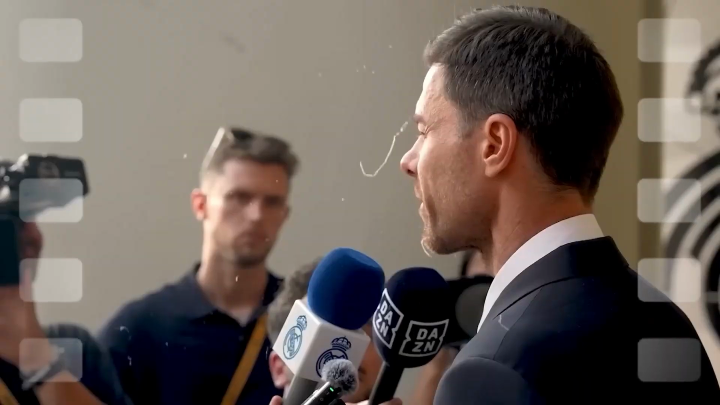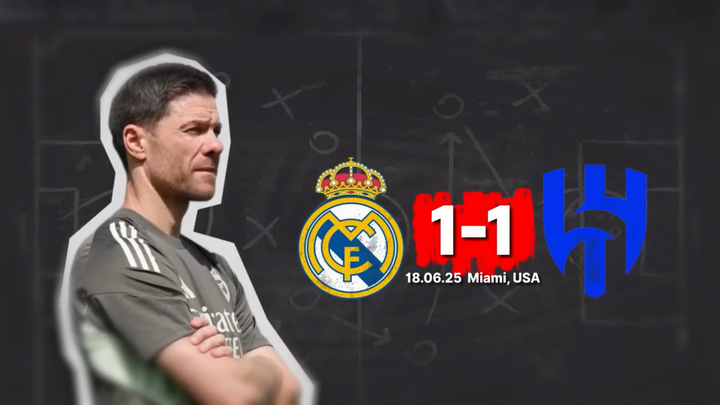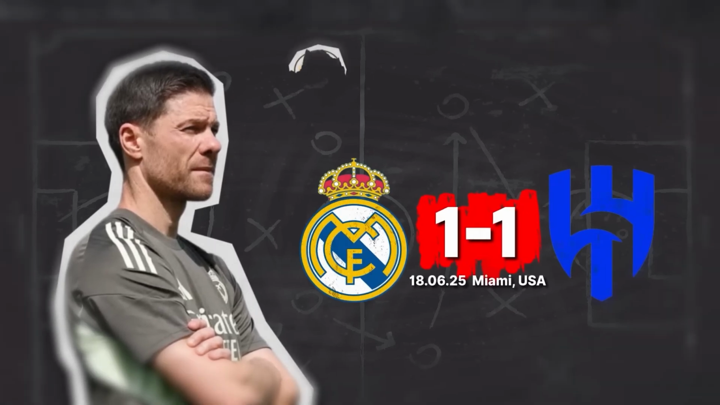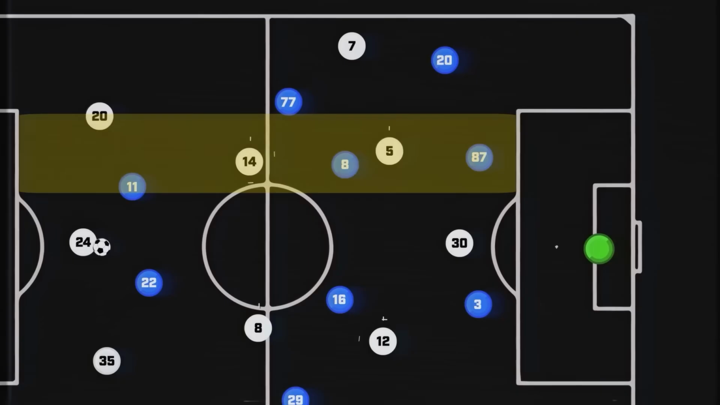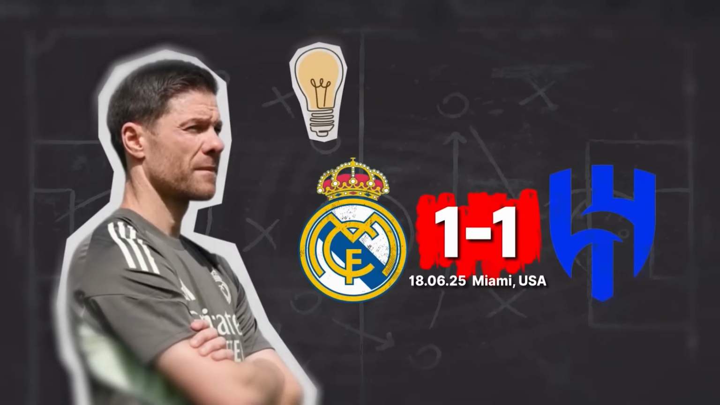The Alonso era is here, and while the scorelines of course aren't the main focus in a debut match, it gave us some early insight into how Xabi Alonso plans to tactically revolutionize Real Madrid. So let's take a closer look at how he's set up.